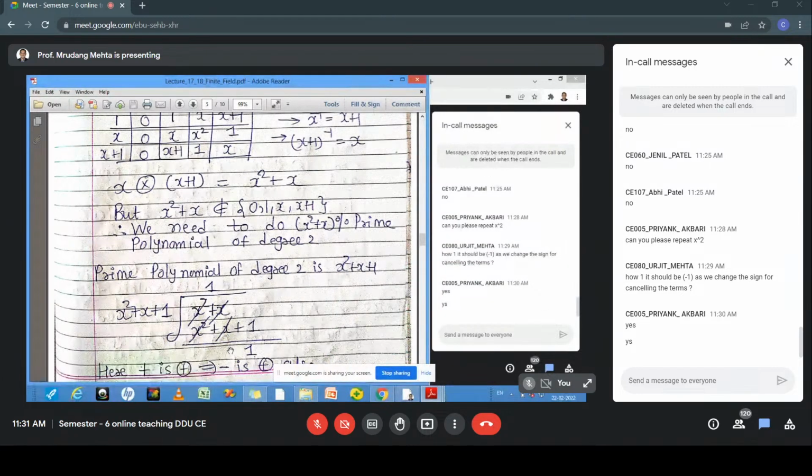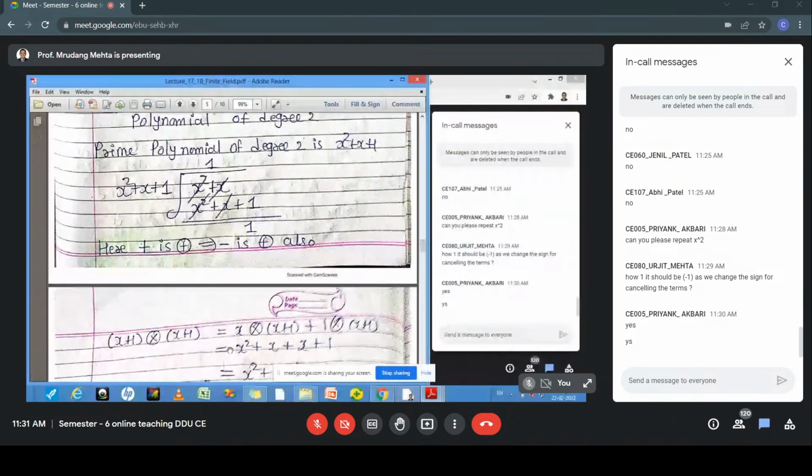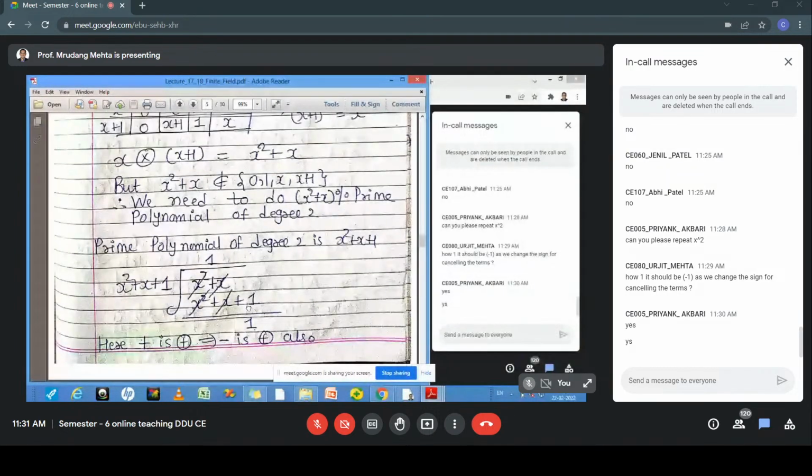Okay, Urjit, how 1? It should be -1 as we change the sign for cancelling the term. This is the last point here, that plus is XOR as well as minus is also XOR. So when we are doing minus over here, it is actually XOR. That's why it is cancelling. Is that understood, Urjit?